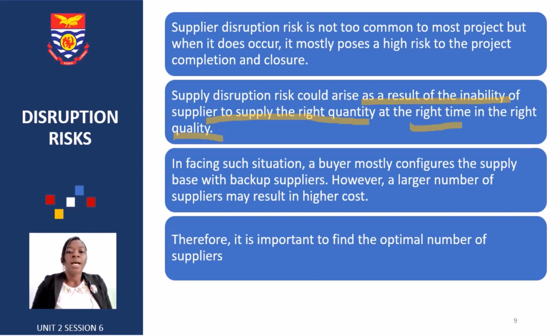And so when it comes to such a situation, the buyer mostly configures the supply base with backup suppliers. However, a large number of suppliers may result in higher cost. If you're buying from one person, sometimes there are economies of scale, because you are buying large quantities, they may give you some discounts and some sort of benefits as well. But if you're buying from different places, they may have varying prices, depending on where they are coming from and all those things. The cost can also go high.